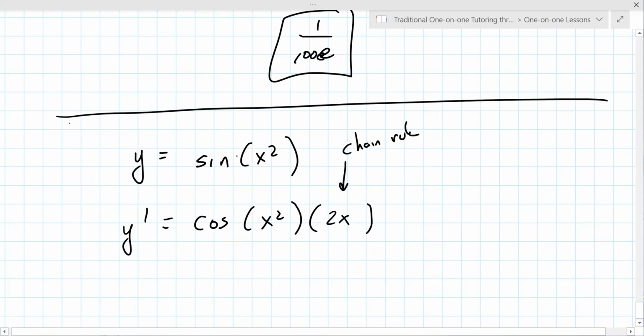This is not product rule because it's a function of something. So what's the difference between that and one that would need a product rule? Well, we're going to get there, but is this one okay? Yeah, that makes sense. Okay.